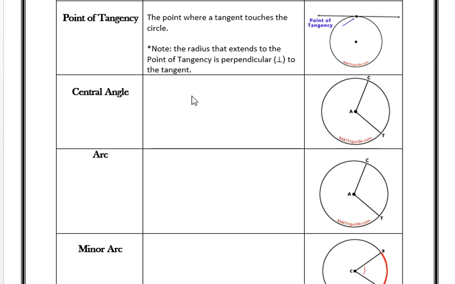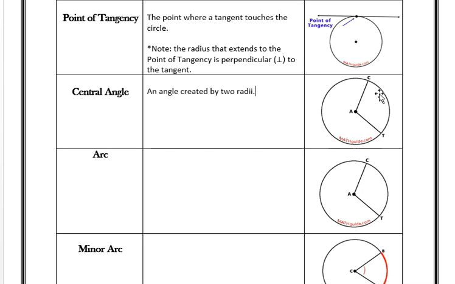So a central angle is created by two radii, as you can see, and that creates an angle right here. Something that we'll learn later in this unit about central angles is that the arc, which is this distance out here, is congruent to the central angle.